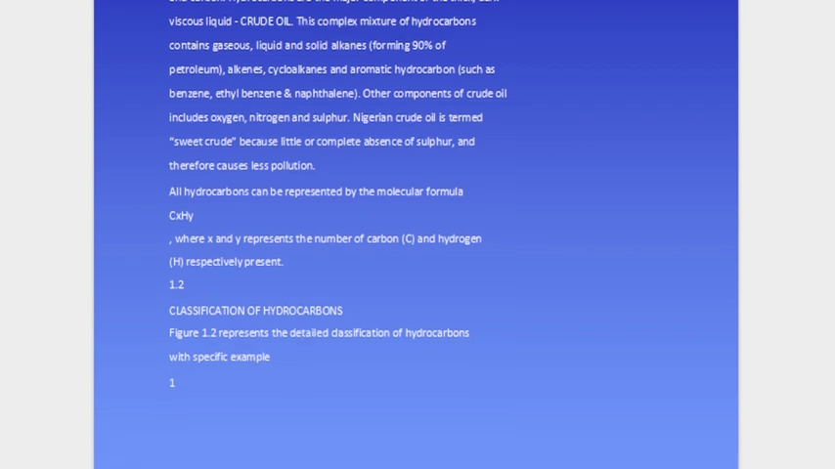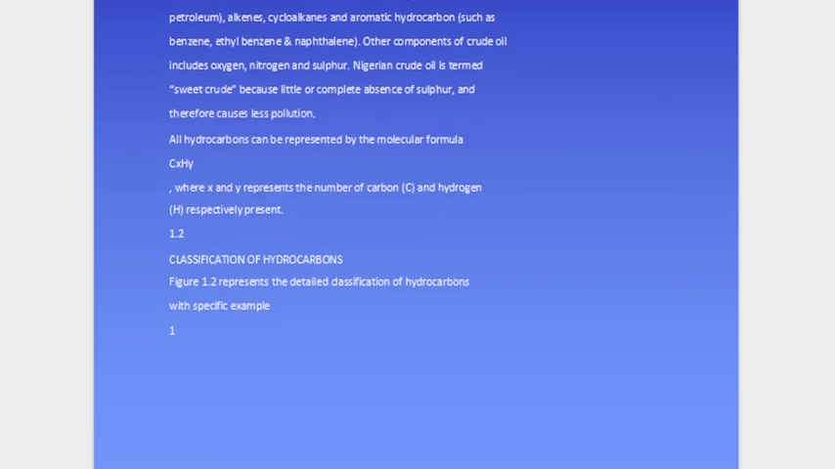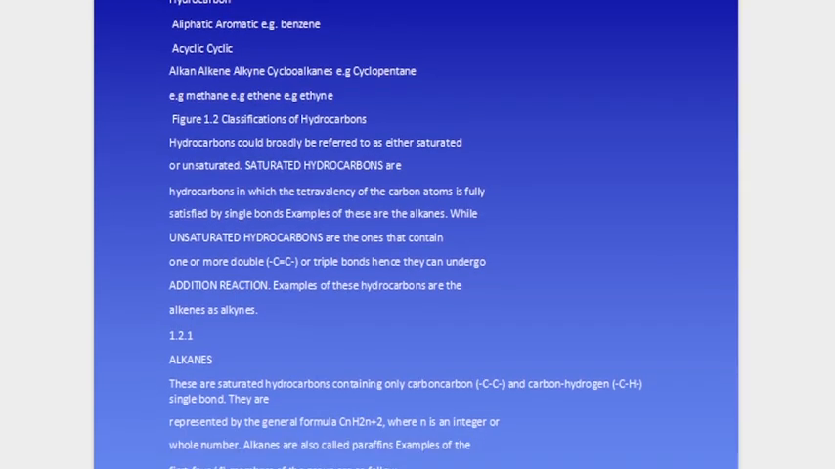Classification of hydrocarbons. Generally speaking, hydrocarbons can be classified into aliphatic and aromatic, and then we have the acyclic and the cyclic. Alkanes, alkenes, and alkynes, together with cycloalkanes, are classified under your aliphatic hydrocarbons. The aromatics are the ones that possess the benzene ring. So have that in mind. Aliphatics include your alkanes, alkenes, alkynes, including your cycloalkanes, cycloalkenes, and cycloalkynes. However, in the case of your aromatics, you have your benzene ring or benzene-related structures.